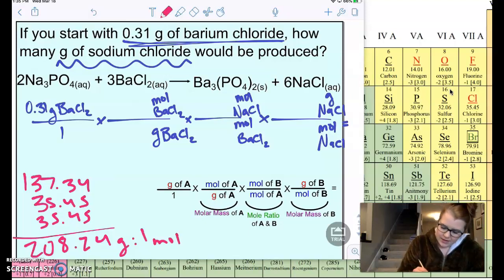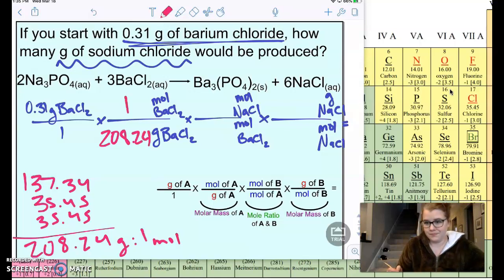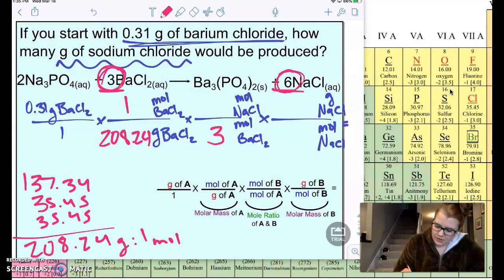So I'm going to go ahead and plug that in. 208.24 grams in 1 mole. Molar mass, getting that from the equation. So barium chloride is right here, and sodium chloride is here. So 3 to 6. Again, I'm lining up the coefficients with the different compounds. You could reduce this down to 2 to 1, or you could just leave it as 6 to 3. It doesn't matter. And then the final molar mass, and this one's going to be of sodium chloride.